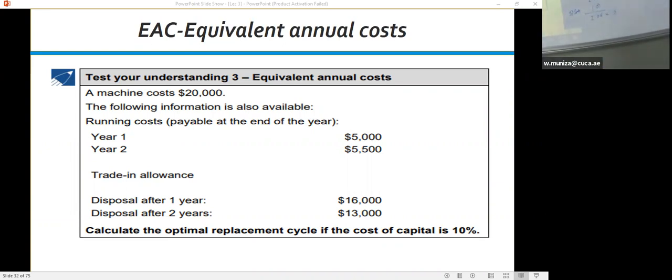Did you get the same answers? So we will be going for the replacement strategy for year 2 as it is giving us lesser loss.